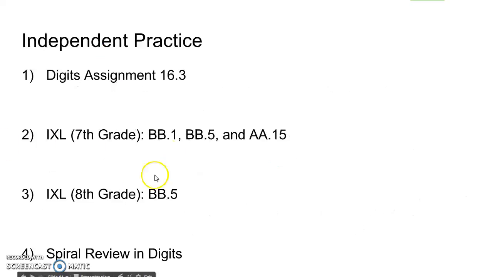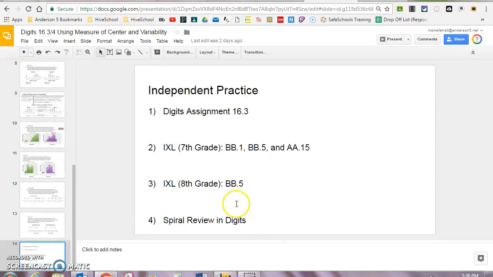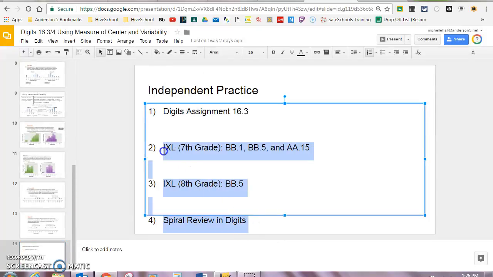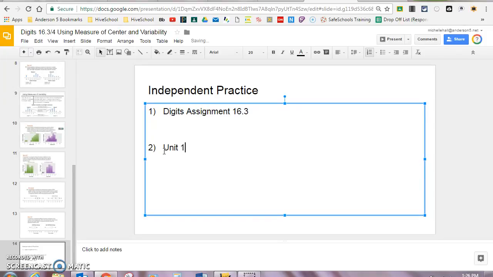All right, at this point, I didn't change the way these directions are written. After you finish digit 16.3, you're just going to do the Unit 15 IXL assignment. Okay, so 16.3 goes with this lesson, and then the Unit 15 IXLs. Raise your hand if you need help. Show me your notes when you're done.